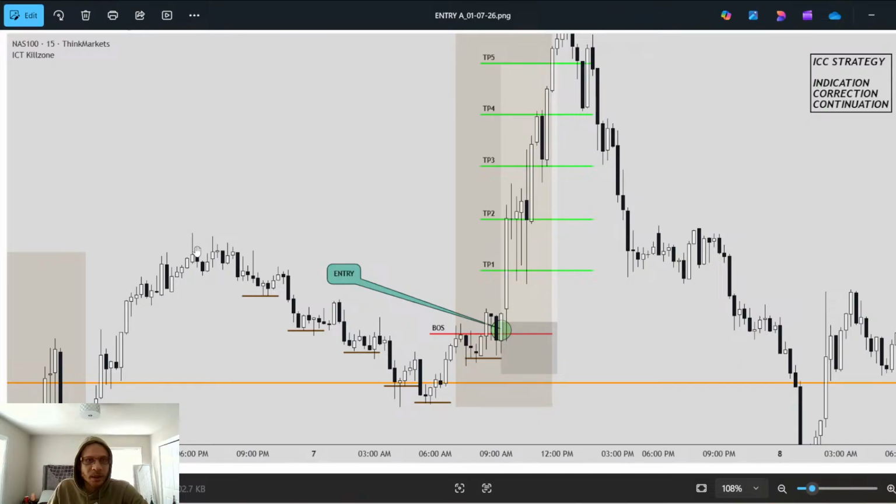So we have the indication, correction. You see the steps down. Now we're breaking structure here. Made a higher low, broke structure again. Price came back down. We enter on our way back up, and boom.